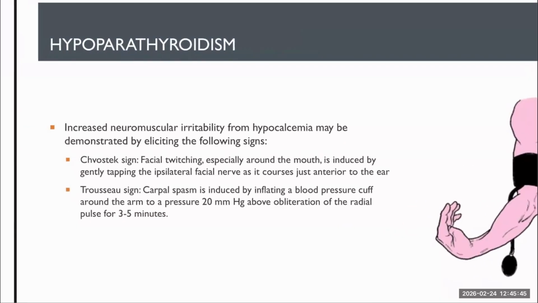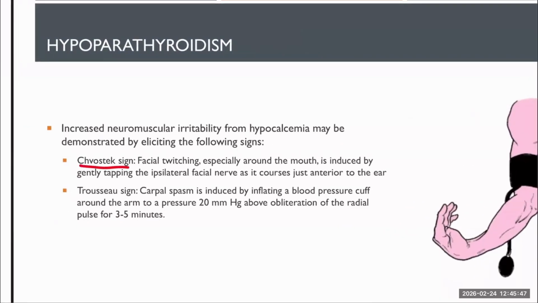One is called Chvostek sign. Facial twitching. We talked about before, one of the signs of this is muscle twitching, especially around the mouth. So we can elicit that with the Chvostek sign. You gently tap the facial nerve and that side of the face will twitch a little bit. The mouth will twitch, and this goes up towards the ear. So that's Chvostek sign. Tap the facial nerve and you'll see the mouth twitch.